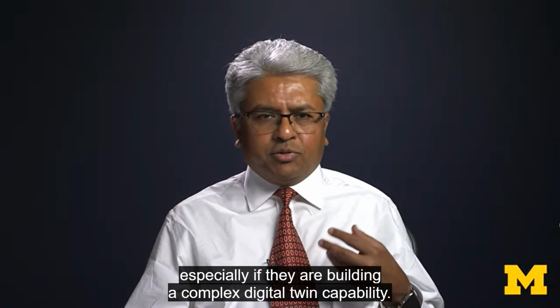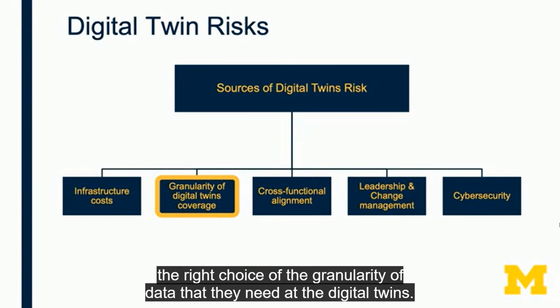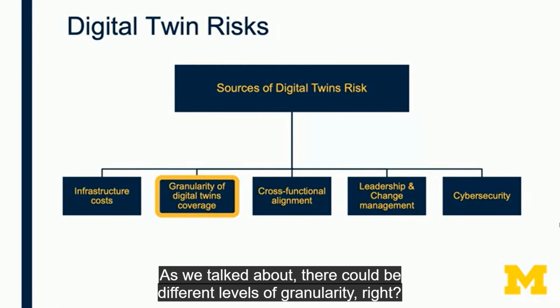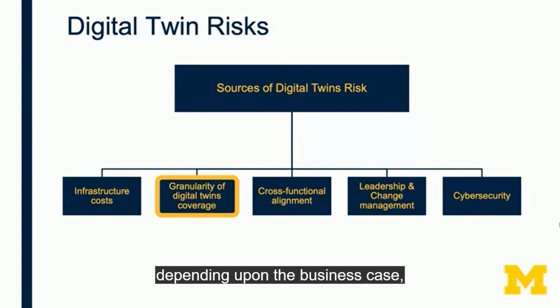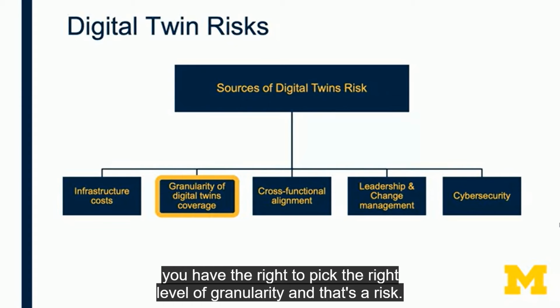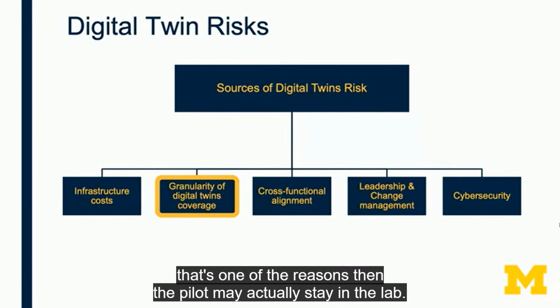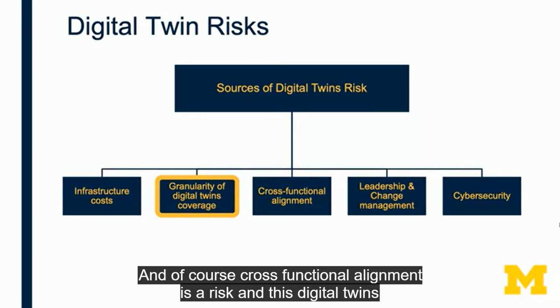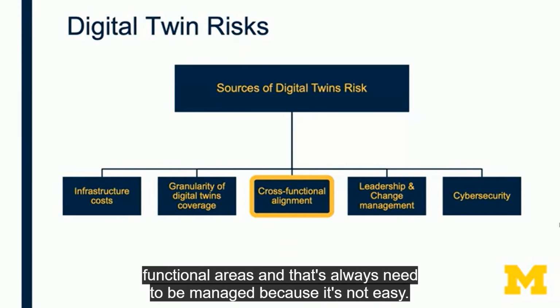The second risk is that sometimes companies don't make the right choice of the granularity of data that they need in the digital twins. As we talked about, there could be different levels of granularity. If you recall that chart I was talking about, green, yellow, and red, depending upon the business case, you have to pick the right level of granularity, and that's a risk. If they get that choice wrong, that's one of the reasons the pilot may stay in the lab. And of course, cross-functional alignment is a risk. These digital twin initiatives bring together products and people from multiple functional areas, and that always needs to be managed because it's not easy.